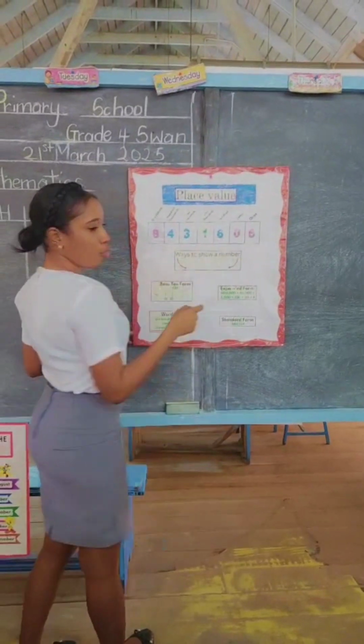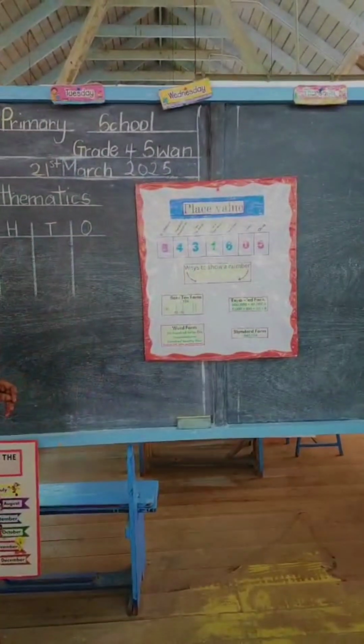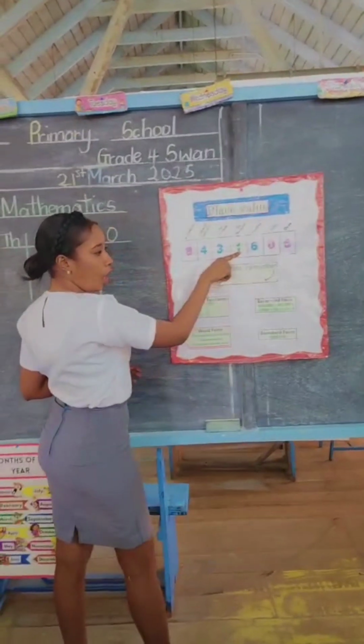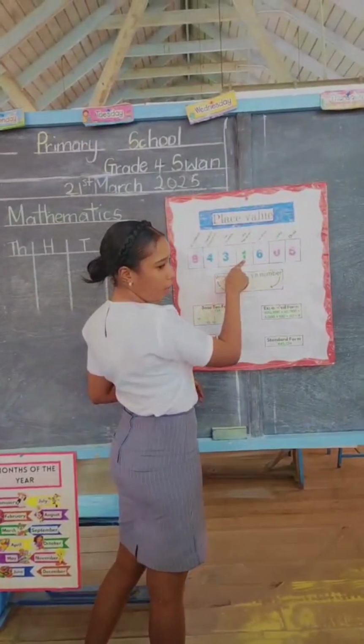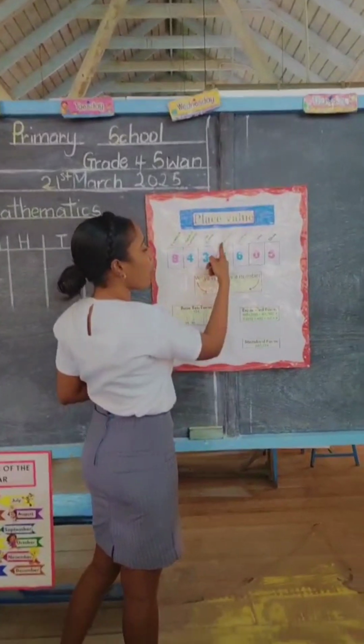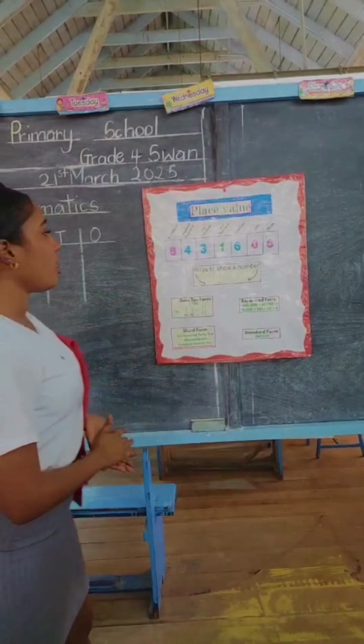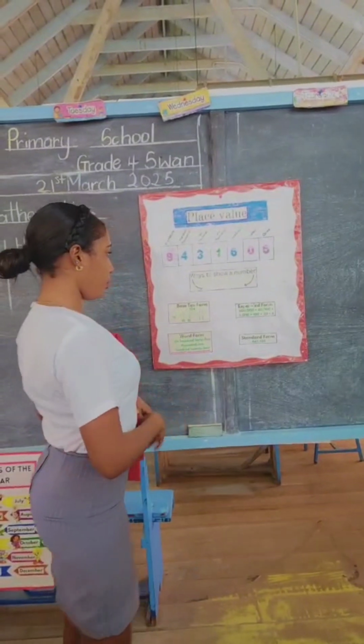What number is in the hundreds column? 6 is in the hundreds column. Then we have 1. 1 is in which place value? It's in the thousands column. So we know the placement of these numbers. Now let us see the value of it.